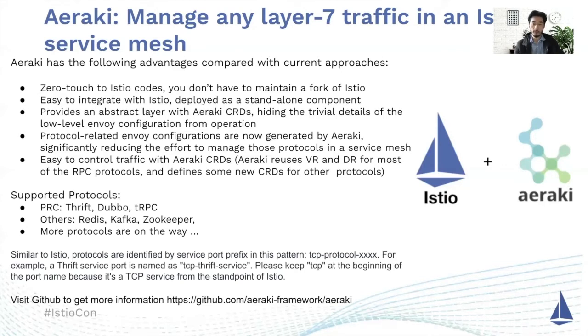We should keep TCP at the beginning of the name, because from the standpoint of Istio, it's just a plain TCP service. And Aeraki will honor the following name of the layer 7 protocol and replace the TCP proxy with an Envoy filter specified by that protocol. You can visit github.com/Aeraki-framework/Aeraki to get more information about this project.